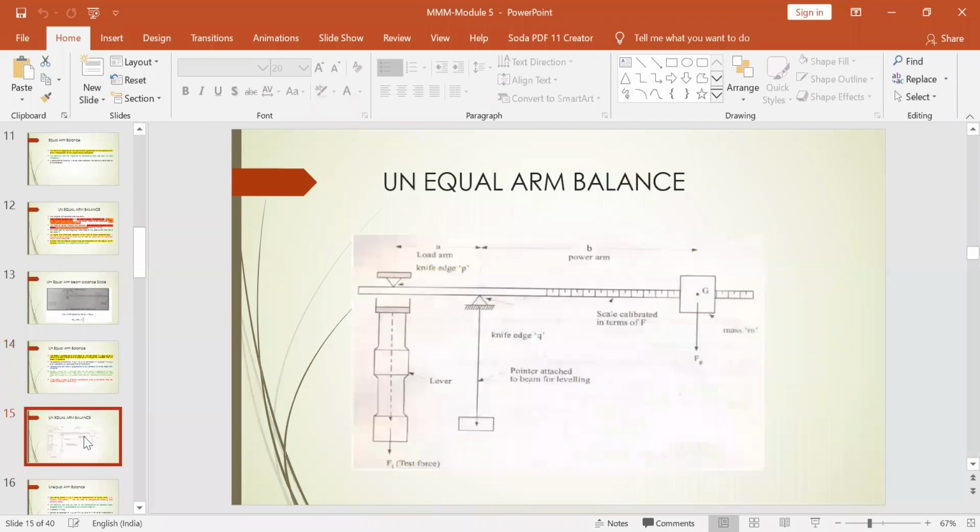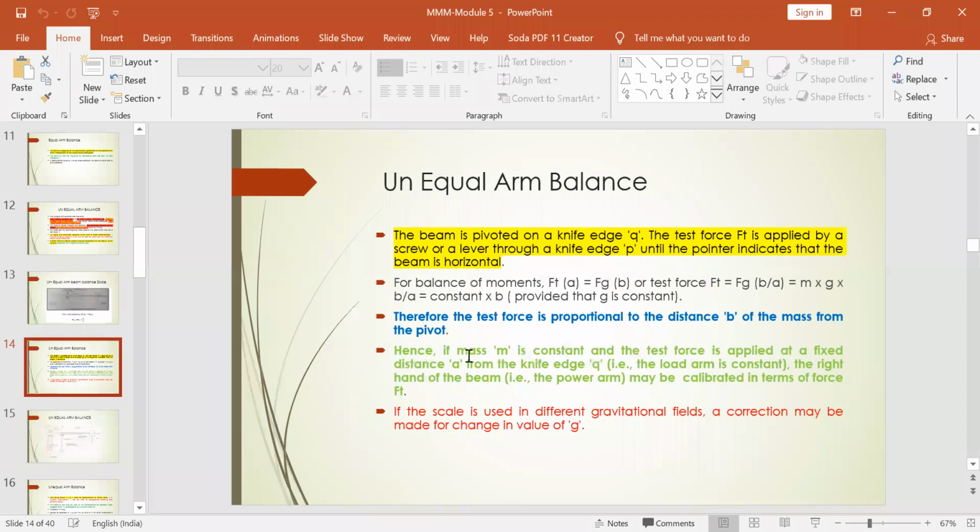So this you can see, right? Ft into the load arm distance A will always be equal to the gravitational force exerted by the standard mass into the distance of the power arm, which is nothing but B. Only then can you say that the unequal arm is balanced at the knife edge Q. Any variation will be associated with the pointer, which will move and show the variations. So this is for balancing.